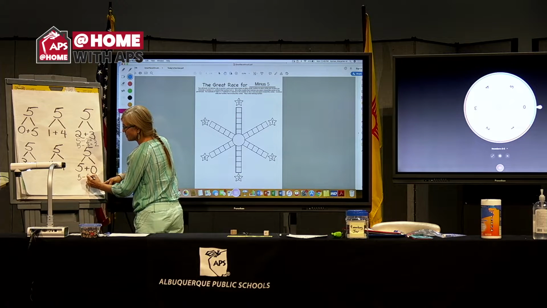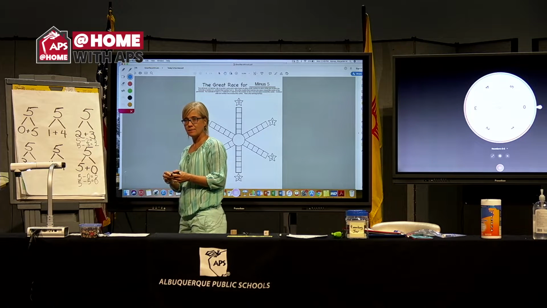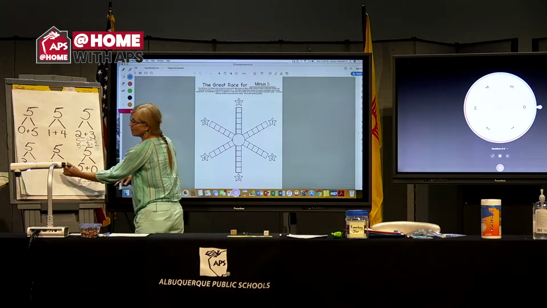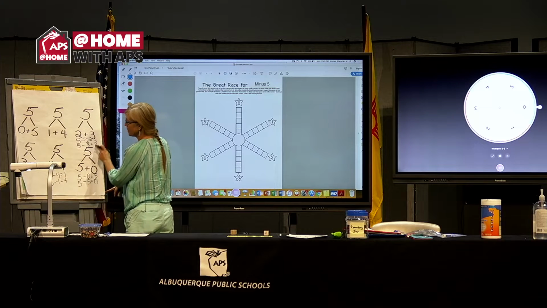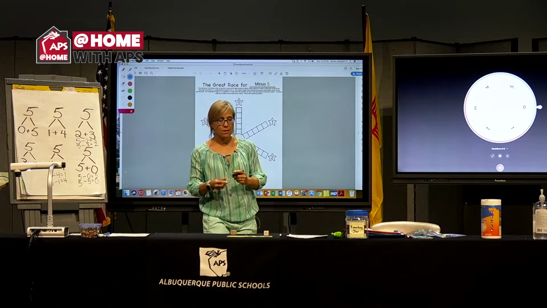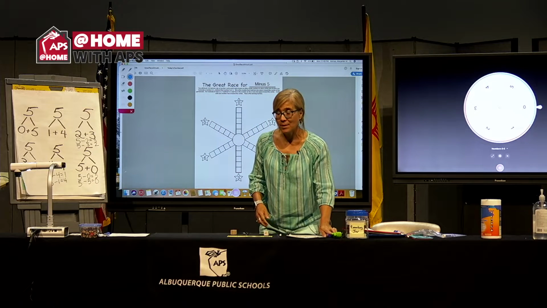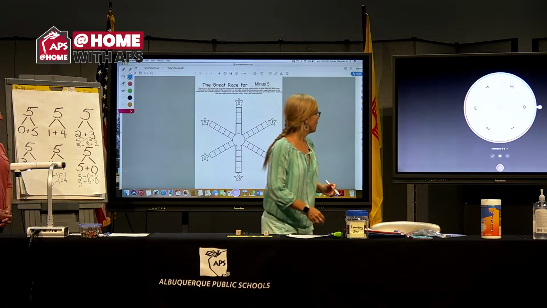5 minus 0 is going to leave us with 5. 5 minus 5 is going to leave us with 0, right? 5 minus 4 is going to leave us with 1. 5 minus 1 is going to leave us with 4. We've already done our 2's there, so we've already done those other combinations. So we're just going to play this same game, except for we're focusing on taking away instead of adding.